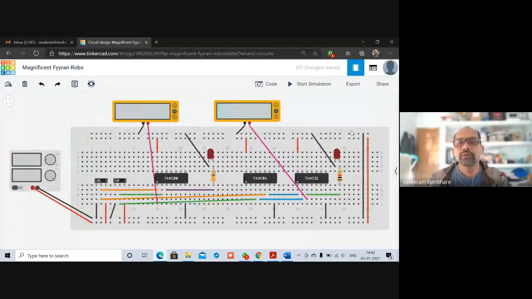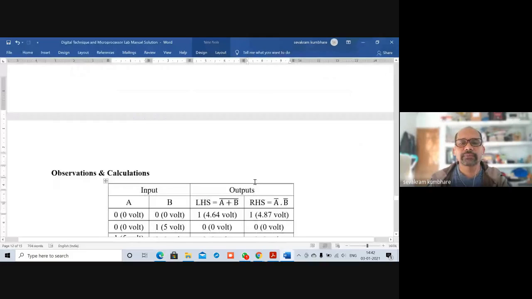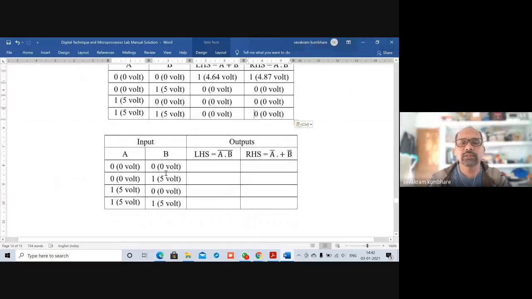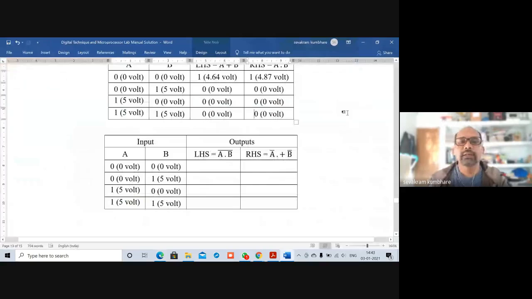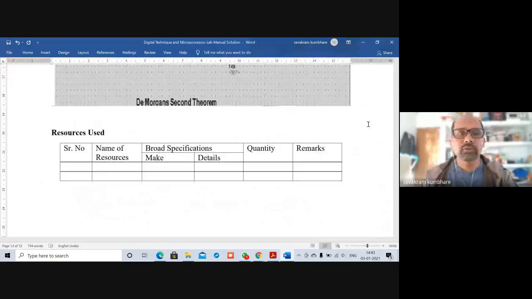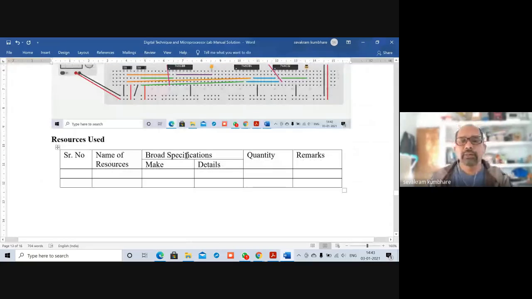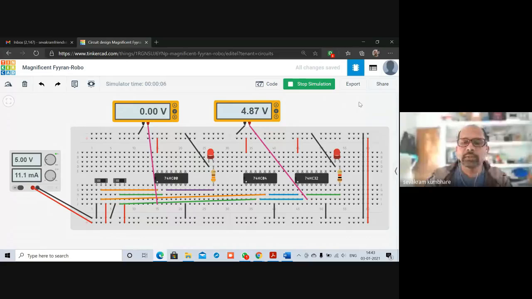Okay. So what we will do now, we are going to verify this. How to verify this? Again, in the same fashion, we will apply 0, 0 first. I'll just take a print screen of this and I'll post it in my record. So this is the connection what they have shown, and this is the connection what we have made. After this, we are going to apply input 0 0 and start simulation. We have connected this. Now if we do this print screen, yes, okay.